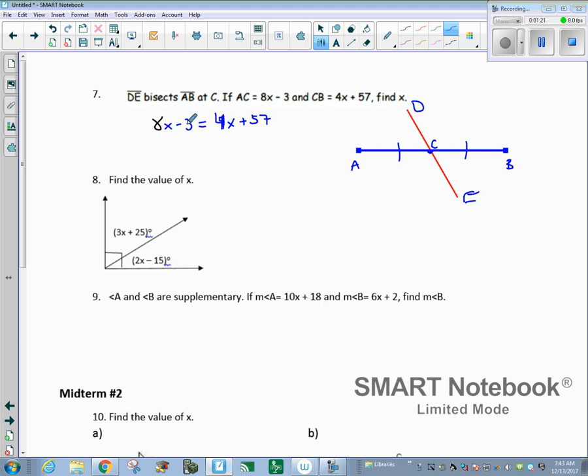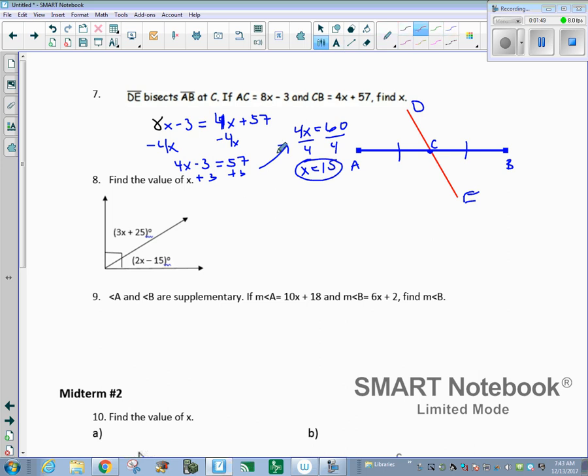All right. And so combining, I'm going to move things around. I'm going to subtract 4x across the equal sign. So I get 4x minus 3 equals 57. If I add 3, 4x equals 60. And then if I divide by 4, I believe x comes out to be 15. And that's all they were asking me to find, was x. So that is the answer that I'm looking for.